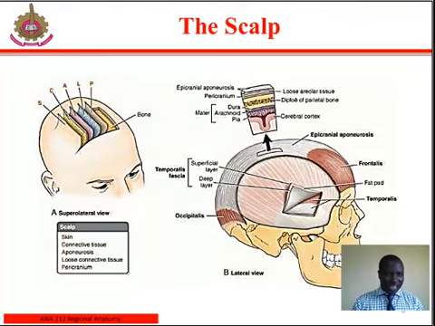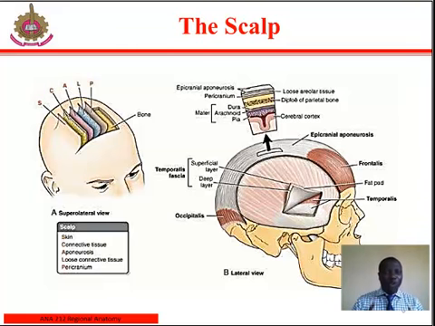Let's go to the scalp. The scalp consists of skin and subcutaneous tissue that covers the neurocranium from the superior nuchal line on the occipital bone to the supraorbital margins of the frontal bone. Laterally, the scalp extends over the temporal fascia to the zygomatic arch. The neurovascular structures of the scalp are discussed with those of the face.